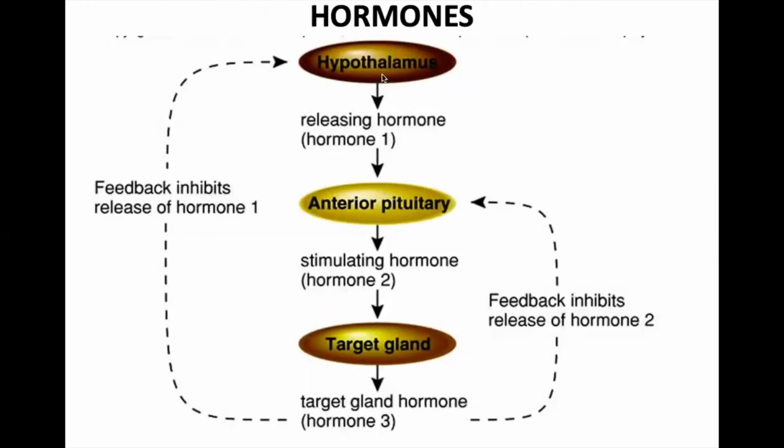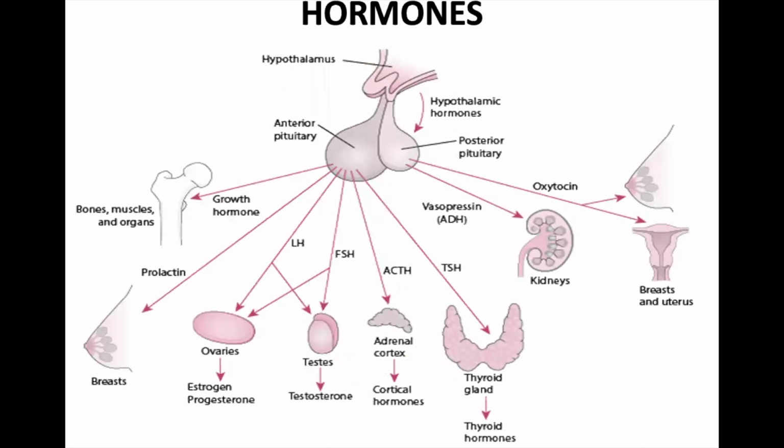The hypothalamus will release a releasing hormone. That is hormone number 1. When it releases a releasing hormone, the anterior pituitary will be stimulated to produce a stimulating hormone. That is hormone number 2. And this in turn will go to the target gland. If it is the thyroid gland, then the hypothalamus releases thyrotropin releasing hormone, the pituitary releases thyroid stimulating hormone, and this will release the hormone thyroxine.